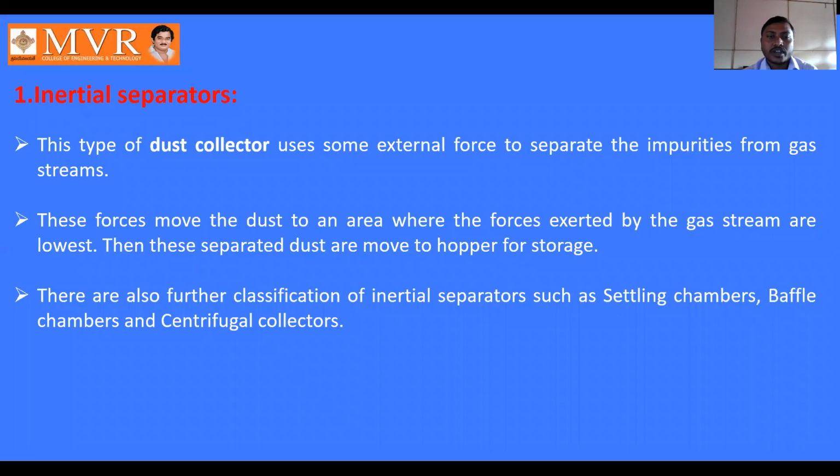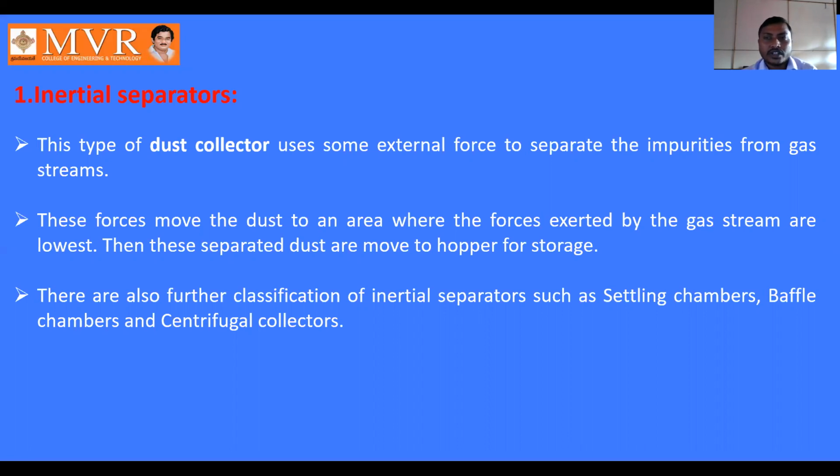From gas streams, for collecting the dust, we are using inertial separators for separating the dust impurities from the air or gas. These forces move the dust to an area where the forces exerted by the gas stream are lowest. Then these separated dust particles are moved to the hopper for storage.